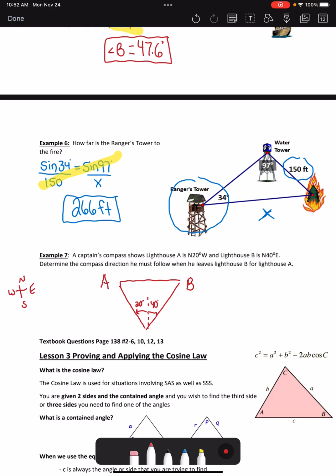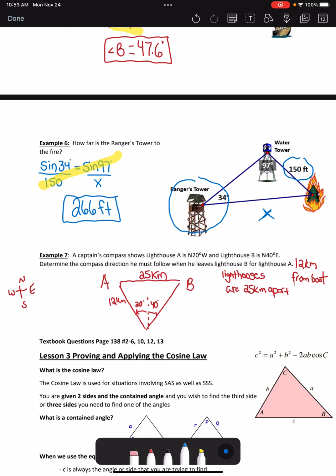Oh, and then I do need to put in here, I have it in your notes, that lighthouse A is 12 kilometers from the boat. So 12 would go right here. There we go. And lighthouse B is 25 kilometers away. So that should be in your notes, I just don't have it on this video. So I have 25 kilometers.